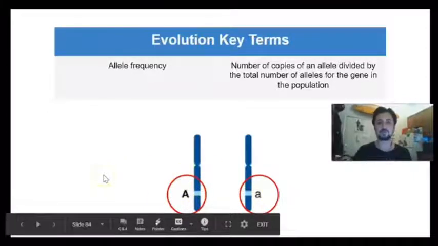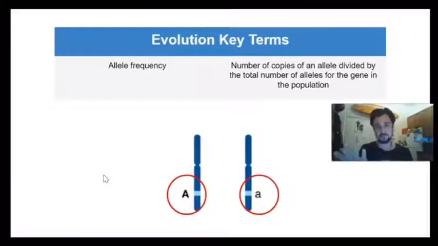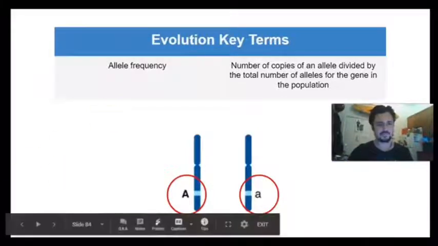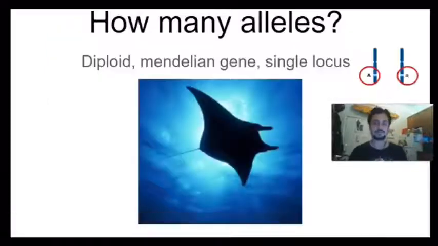But in a diploid organism, remember, we have pairs of chromosomes, right? We have two homologs for each chromosome. So let's play around with that so we can understand it better. So here's your test. You have one individual. In this case, you have a manta ray. Super cool. Manta rays are super cool. Let's say you have a manta ray, and it's a diploid organism. We're looking at one Mendelian gene, single locus.